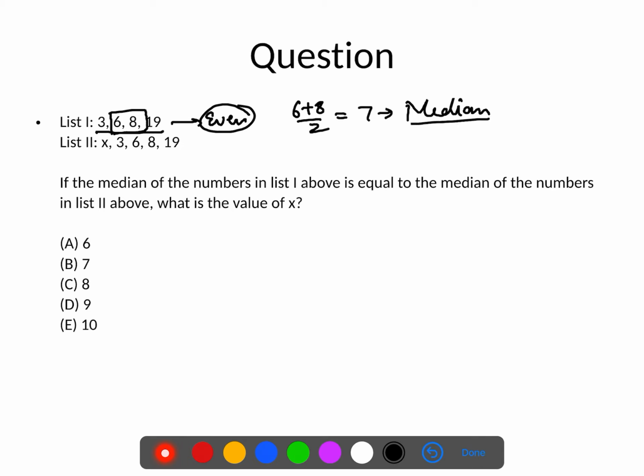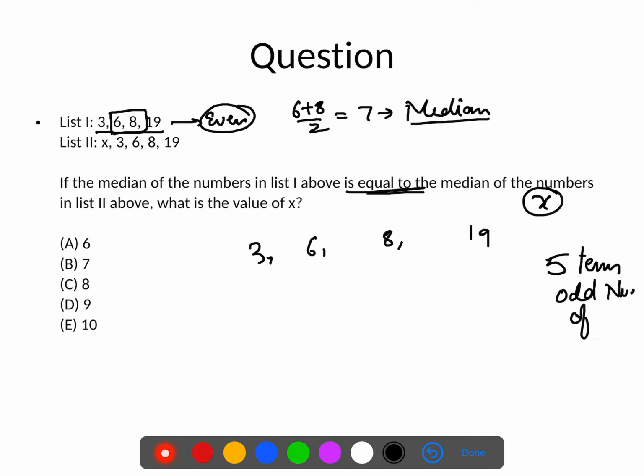The question says the median is equal for both sets of numbers. Now in the second, if you see 3, 6, 8, 19 and there will be one more term x. So the total is 5 terms, that means the number of terms is an odd number of terms. So when the number of terms is odd, the median will always be the middle value.